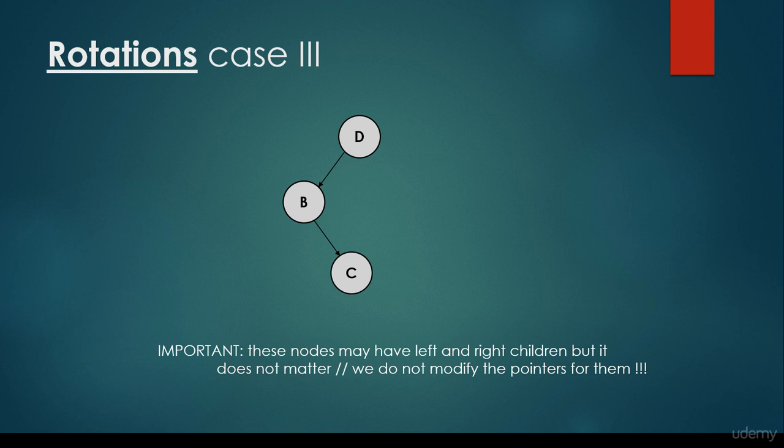We have this so-called left-right situation when the root node has a left child and this left child has a right child. It's very important that these nodes may have left and right children, but it doesn't matter because we do not modify the pointers for them. For example, B can have a left child, but it doesn't matter because if we change the reference for the B, then its left child is going to remain the same, so we don't have to bother about it.